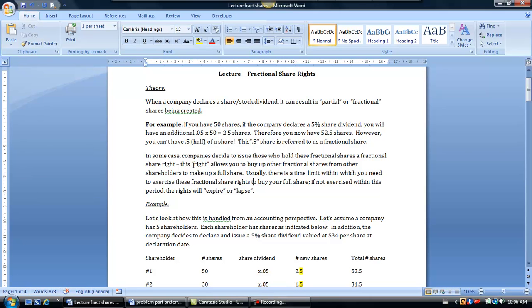The only problem with these fractional share rights is that they're time limited. You have a particular time within which to exercise these rights, or else they're going to lapse or expire. So that's one of the issues with that method. In any case, let's take a look at an example so you can see how these fractional shares can be built up over multiple shareholders. Then we'll look at what the options would be from an accounting perspective to handle the fractional share rights.